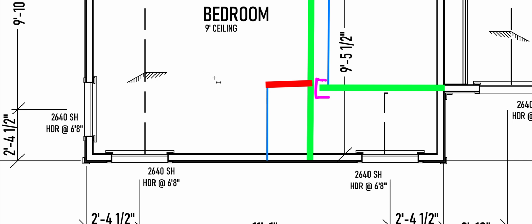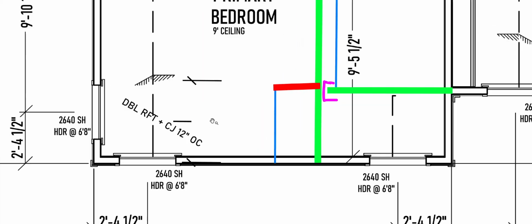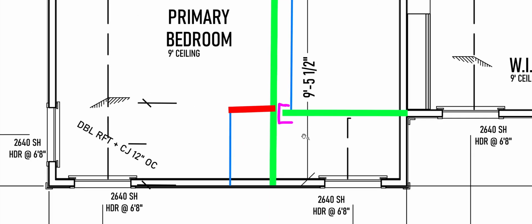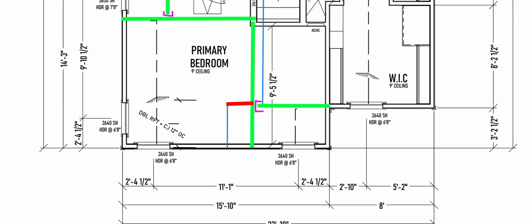So what I'm going to do here is this. I'm going to say double rafter and ceiling joist, 12-inch on center. All right, so that's what that means, and that's going to look kind of funny. Okay. So in this little area, that's what I'm going to do. And on this side, it's not as big of a deal because I've got a beam here. So I'm going to draw a line that's going to represent a purlin line.